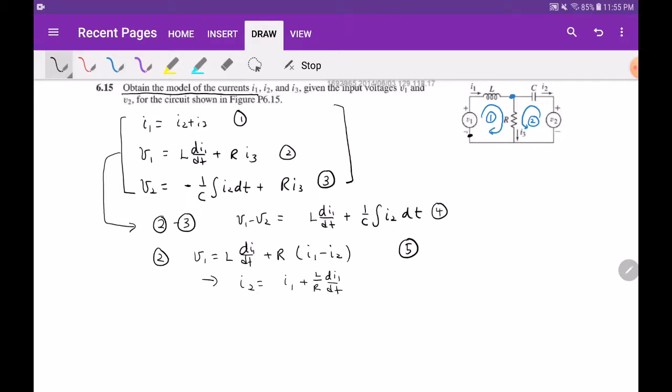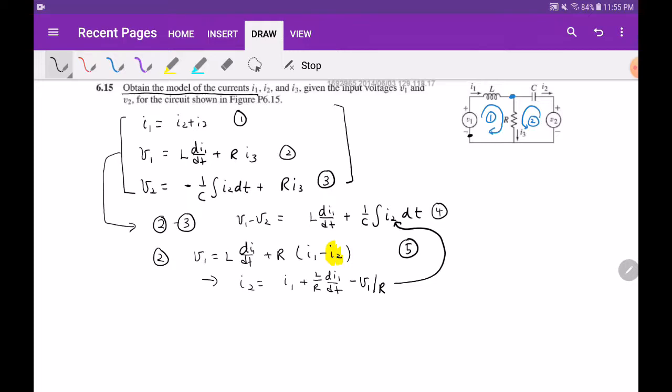Okay, so far so good. Then minus V1. Did I do this right? I need to isolate I2. I moved the I2 over to the other side, and I moved the V1 to the other side. Oh, I see my mistake. I have to divide by R. I forgot to divide by R. So now I have an expression for I2. I want to plug this into equation number 4.